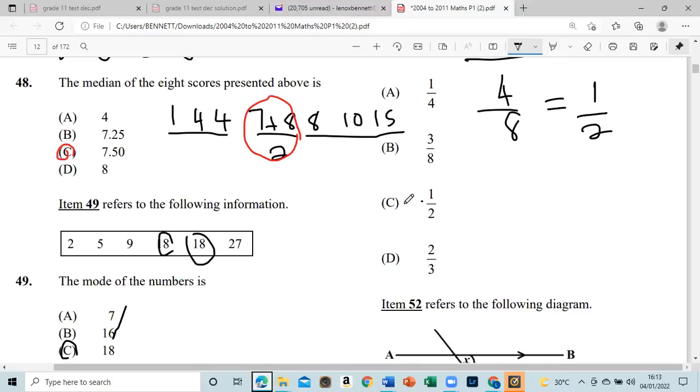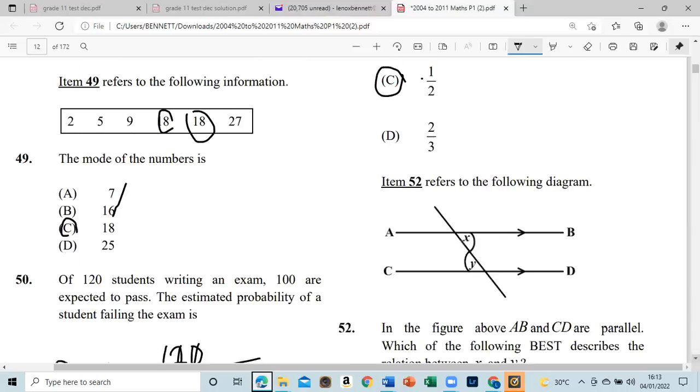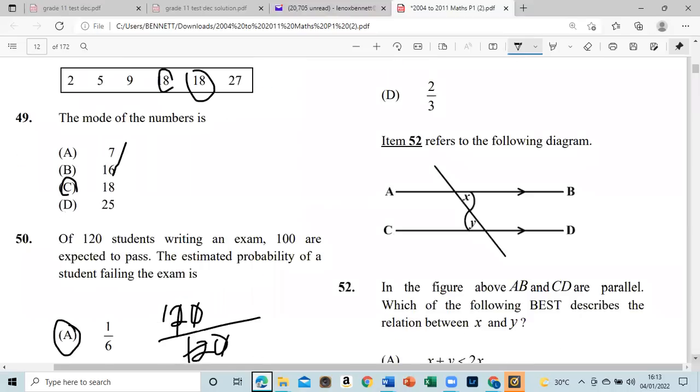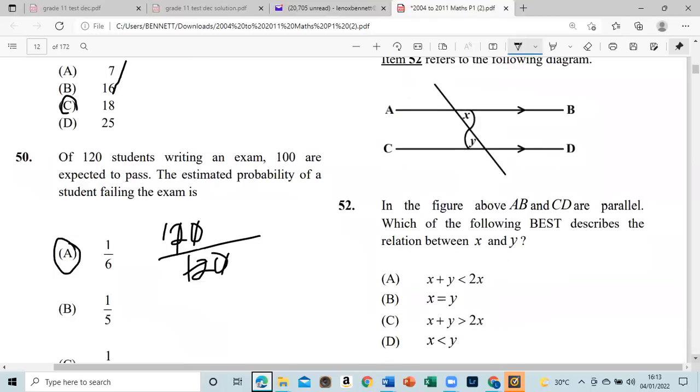So that was C. In the figure above, AB and CD are parallel. Which of the following best describes the relationship between X and Y? Alright, so X is equal to Y. They're alternate angles. Very nice question.